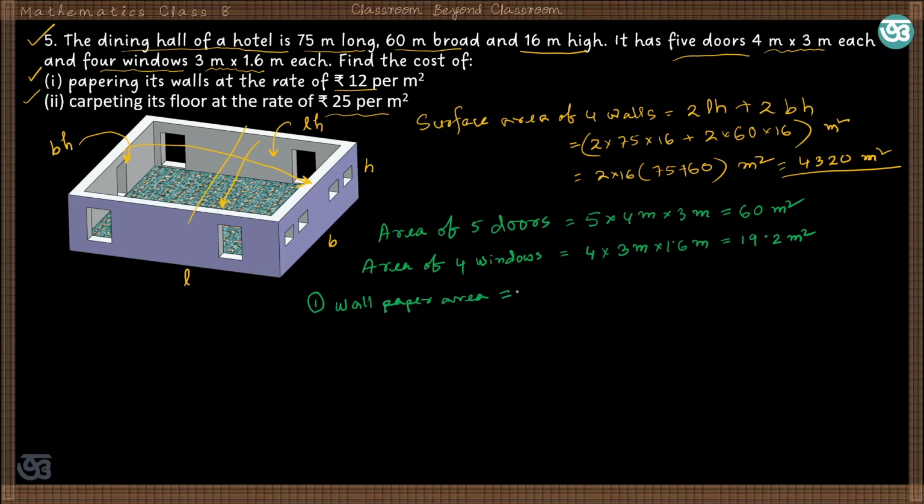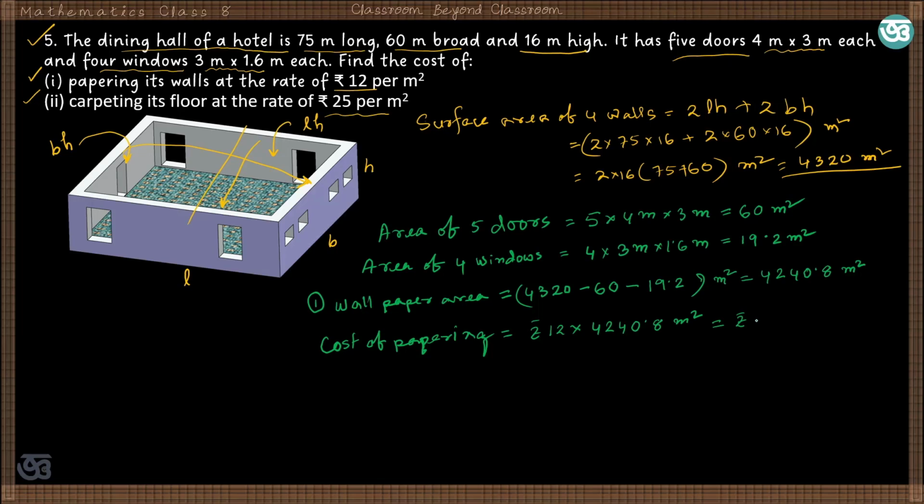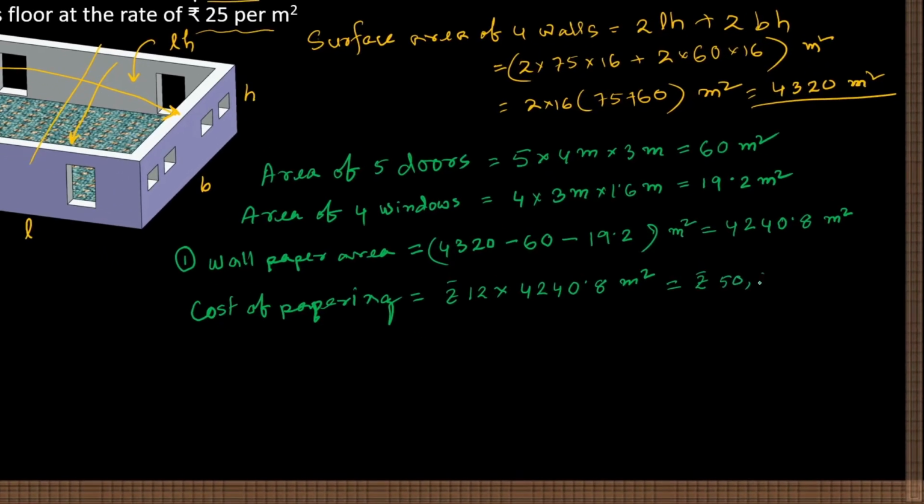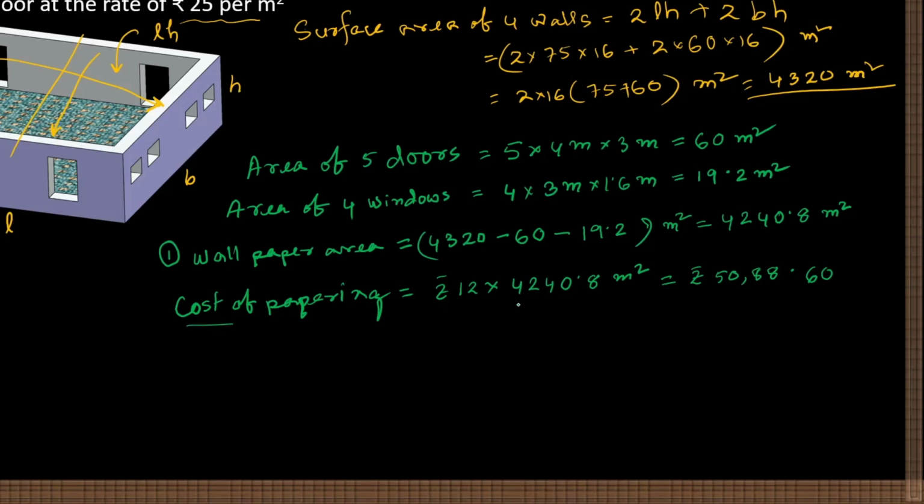So wallpaper area is equal to 4320 minus 60 minus 19.2 is equal to 4240.8 meters square. This is the area of the wallpaper required. Now the cost of papering. Cost of papering is equal to rupees 12 multiplied by the total surface area, which is ₹50,889.60. So this is number 1.